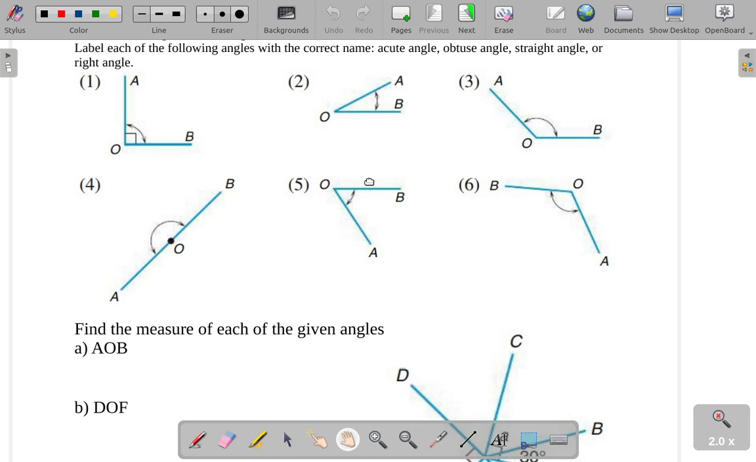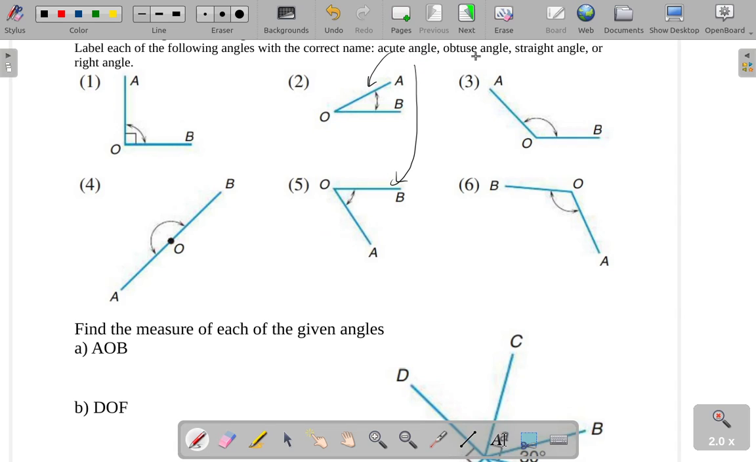Label each of the following angles with the correct name, either acute angle, obtuse angle, straight angle, or right angle. So an acute angle is an angle that has a measure less than 90 degrees. So the acute angles would be this one right here. You can see this has a measure of less than 90. This one right here is an acute angle. So those are the two that have a measure less than 90 degrees.